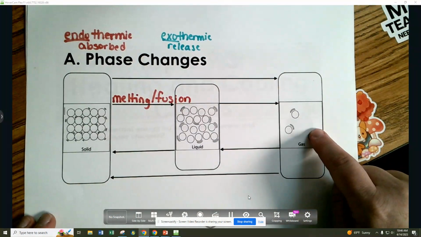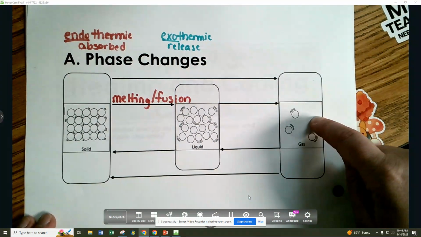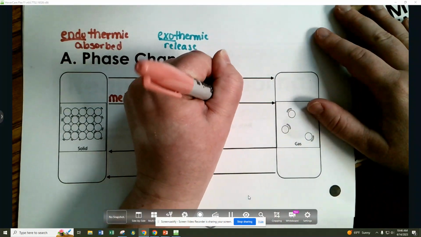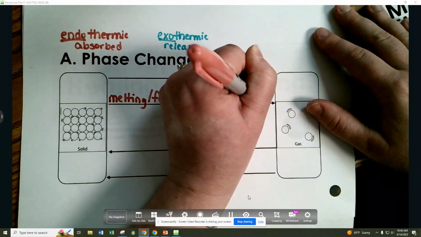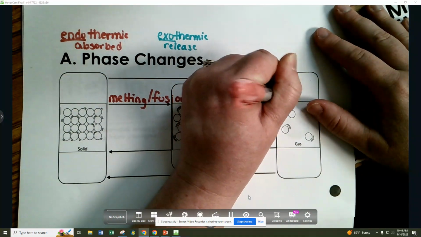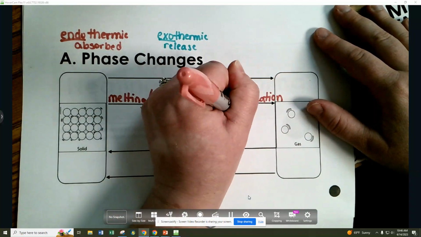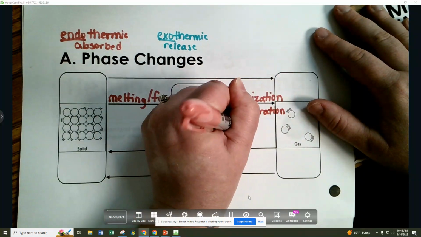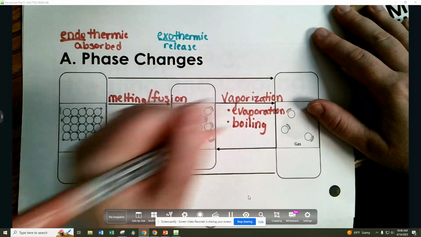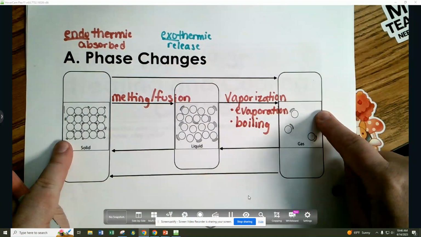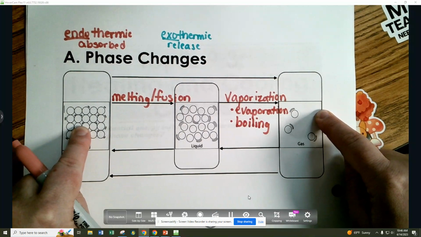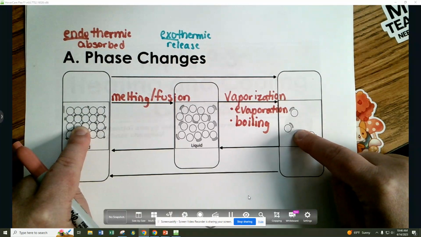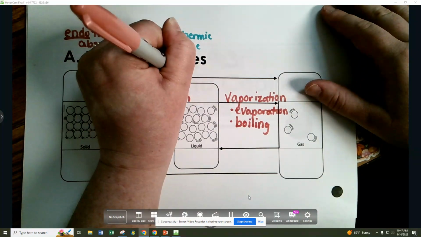If we go one step further and continue to absorb energy, because again, gas has more kinetic energy relative to a liquid, that phase change is vaporization. If you recall from 9.2, there are 2 types of vaporization: evaporation and boiling. There's an even greater absorption of energy going from a solid with minimal kinetic energy to a gas with the most amount of kinetic energy. That would also be considered endothermic, and that was called sublimation.